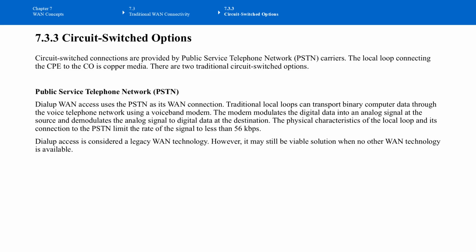In terms of speed, the traditional dial-up is very slow. The maximum theoretical downstream speed is 56 kilobits per second, and it is rarely reached.